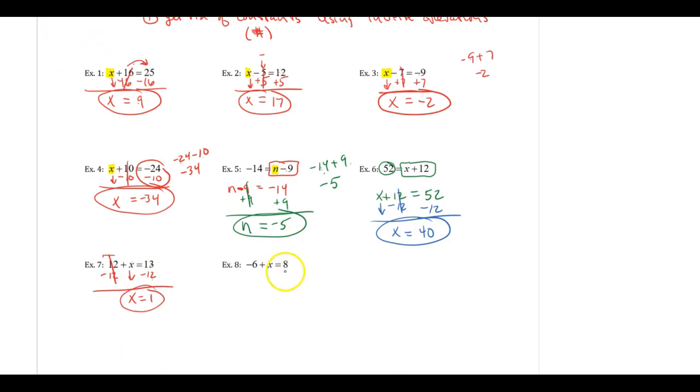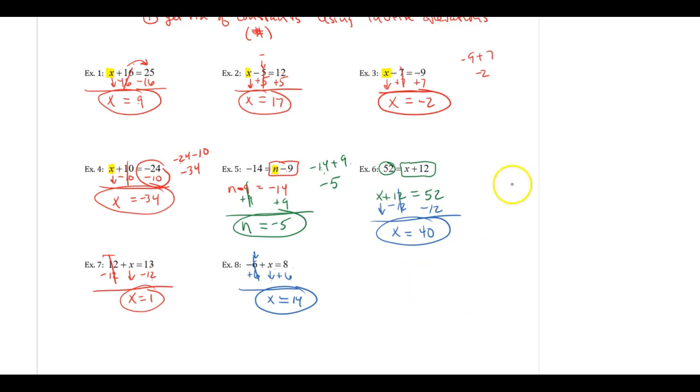Now my next example, this is negative 6 plus x equals 8. If I look at this 6, it's negative, meaning to get rid of it, I have to add it. If I add 6 to the left side, I add 6 to the right side, bring down my x, 8 plus 6 is 14, and I am done.